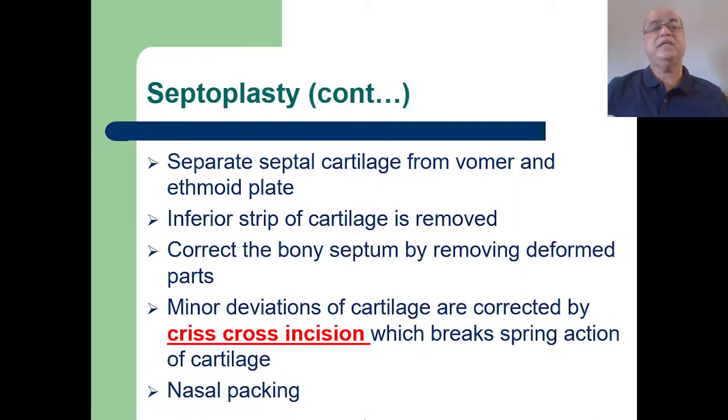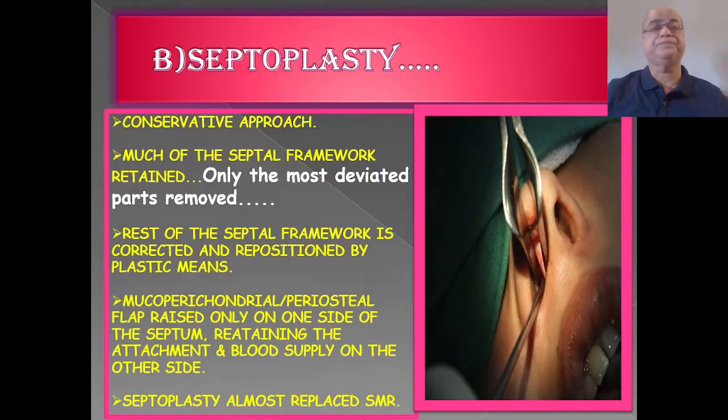And then we separate the cartilage from the vomer and ethmoid plate, and an inferior strip of the cartilage is removed. And crisscross incisions, I just mentioned before, if you feel that there is a very limited area of the nasal septal cartilage deflected due to the pulling effect of fibrosis, just release that tension by crisscross incisions and you can straighten it. So there can be different options.